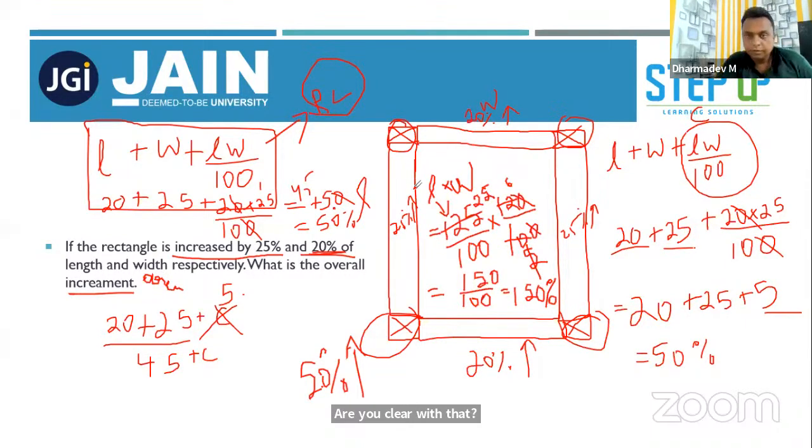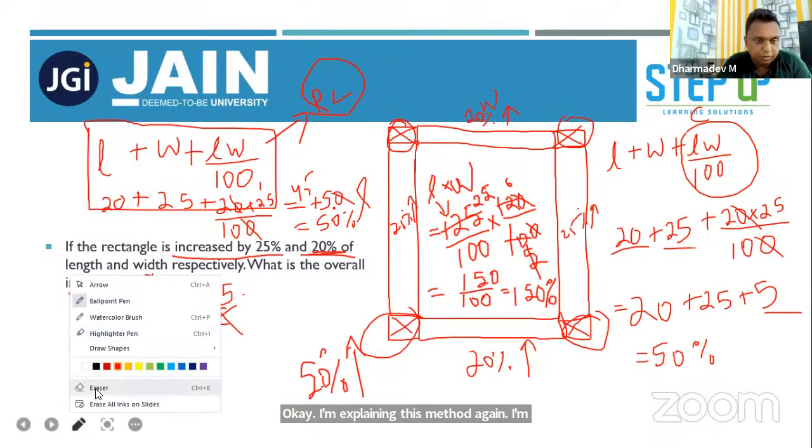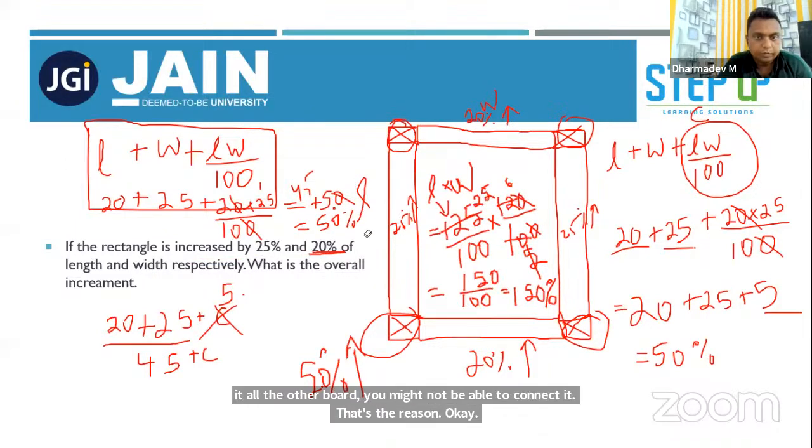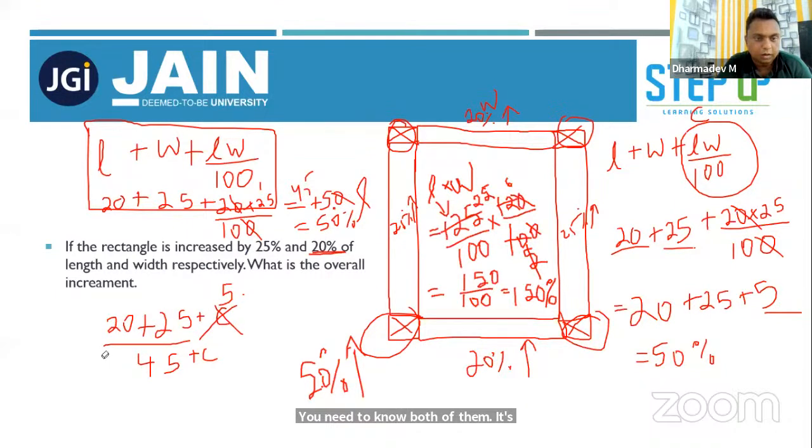Okay. I'm explaining this method again. I'm writing on the same board so that you would be able to follow it; if I write it on the other board, you might not be able to connect it. That's the reason. You need to know both of them. It's not that only one is needed for you. Oh, I'm not able to erase it. It's an old slide. Okay, that's fine.